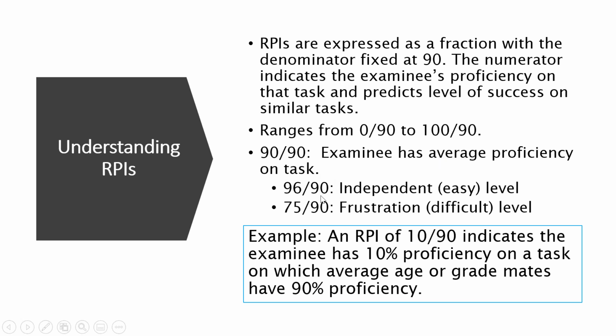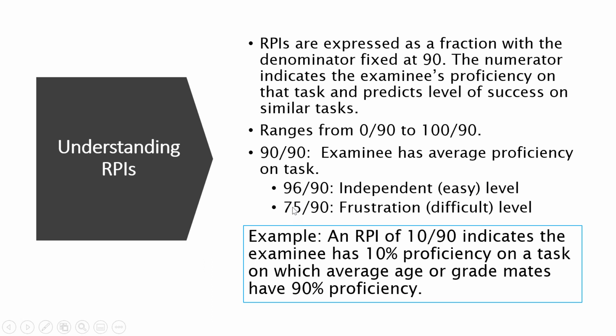If they score a 96 over 90, what that means is that when, let's say we run age-based norms, same age peers score at 90% proficiency, this particular student scores at 96% proficiency, above where same age peers are scoring and performing. So that's telling us that on those types of tasks, that student is actually working on an independent level, and that they would find those similar tasks very easy in the classroom.